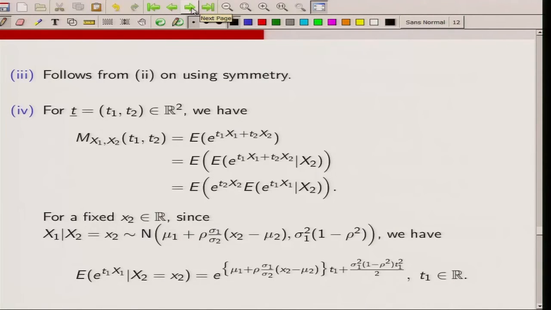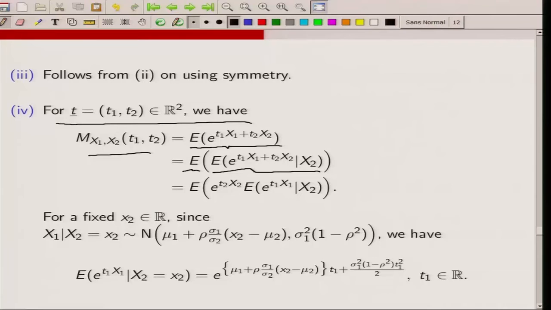Now, let us try to find out the joint moment generating function. So, M x 1 x 2 is the same as the expected value of e to power t 1 x 1 plus t 2 x 2. Now, I know that expectation is the same as expectation of a conditional expectation. So, expectation of a conditional expectation with respect to x 2. Now, here x 2 is a fixed quantity, because it is with respect to the conditional distribution of x 1 given x 2. So, e to power t 2 x 2 goes outside and it becomes expected value of e to power t 1 x 1 given x 2.